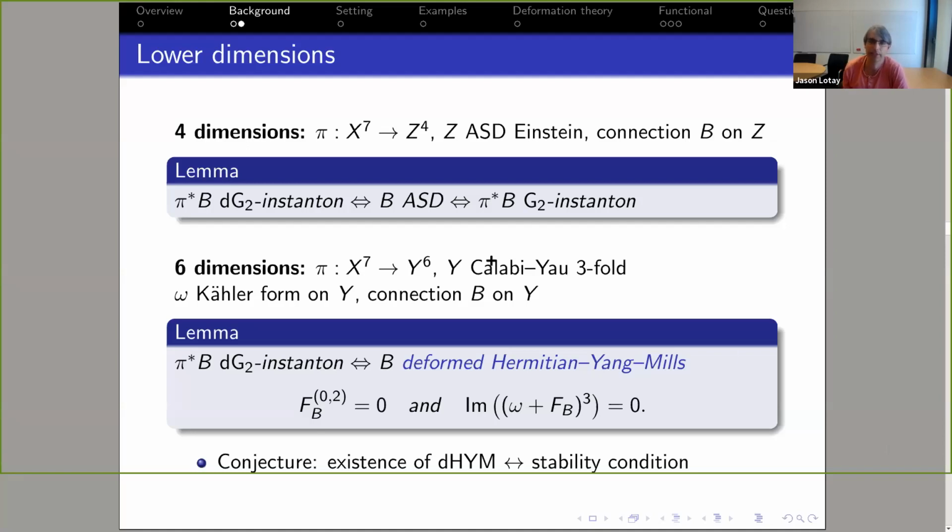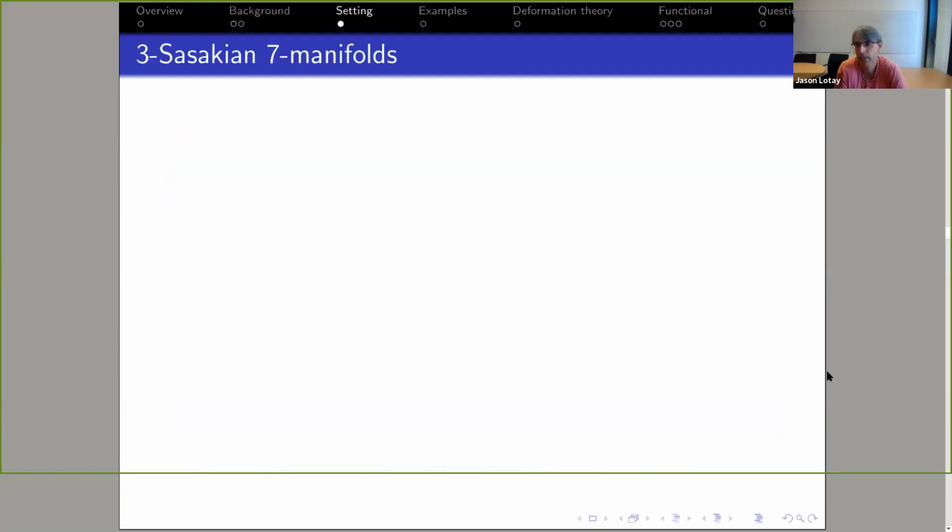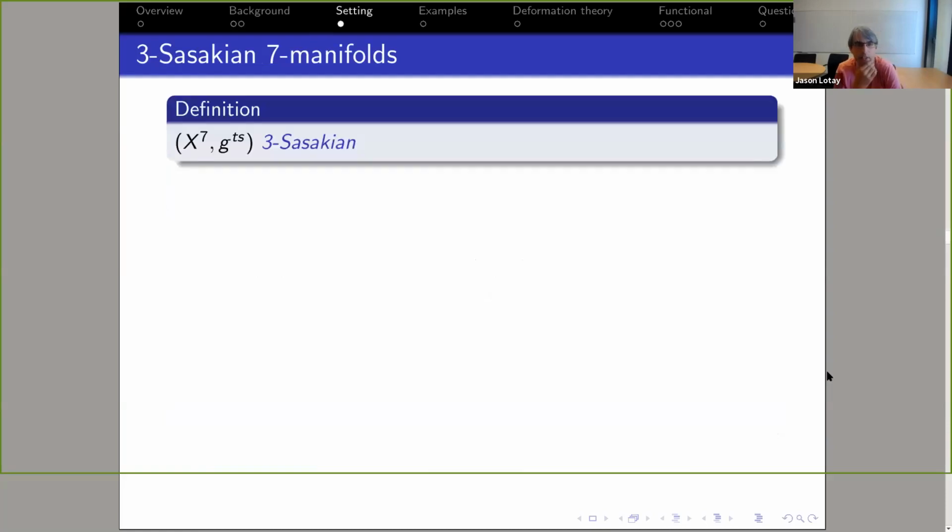So I'd like to now describe the setting in which we want to do our construction, and that's going to be related to this 4-dimensional idea here. It's sort of orthogonal to that discussion there. So the setting that I want to think about is 3-Sasakian 7-manifolds. One way to think about 3-Sasakian 7-manifolds is that these are a Riemannian 7-manifold, with metric which I'm going to call g_TS for 3-Sasakian. And one way to say that is to say if I look at the cone on that space and look at the conical metric, then it's hyperkähler.